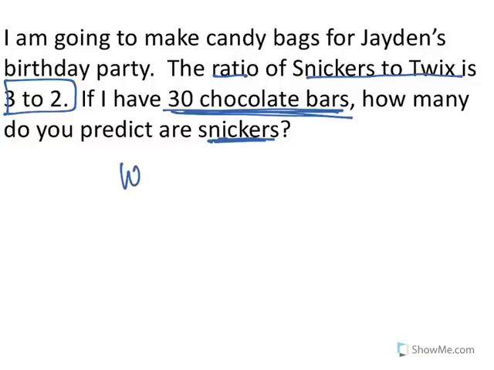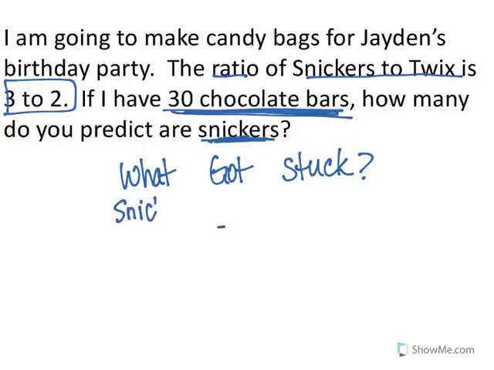If I use the what got stuck method, what got stuck? According to the question, what is the question asking? If I have 30 chocolate bars, how many do you predict are Snickers? Well, what am I comparing? I'm comparing the Snickers to my total.